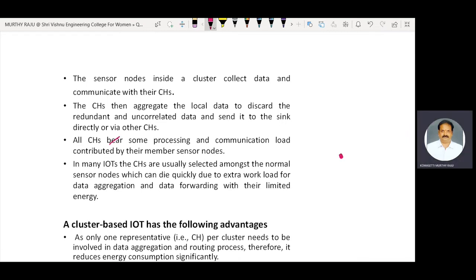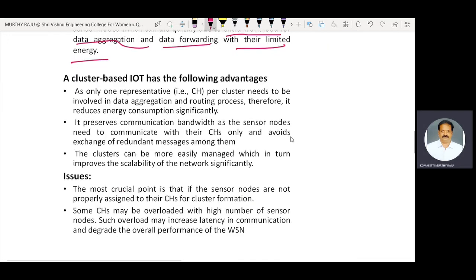Normal cluster nodes, due to workload conditions, consume their energy most of the time. This cluster head dies out. In that scenario, I have to face some problems. In many IoTs, the cluster heads are usually selected among the normal sensor nodes, which can die quickly due to extra workload for data aggregation and data forwarding with their limited energy. In that case, that cluster head has died out. We have to face some problems.